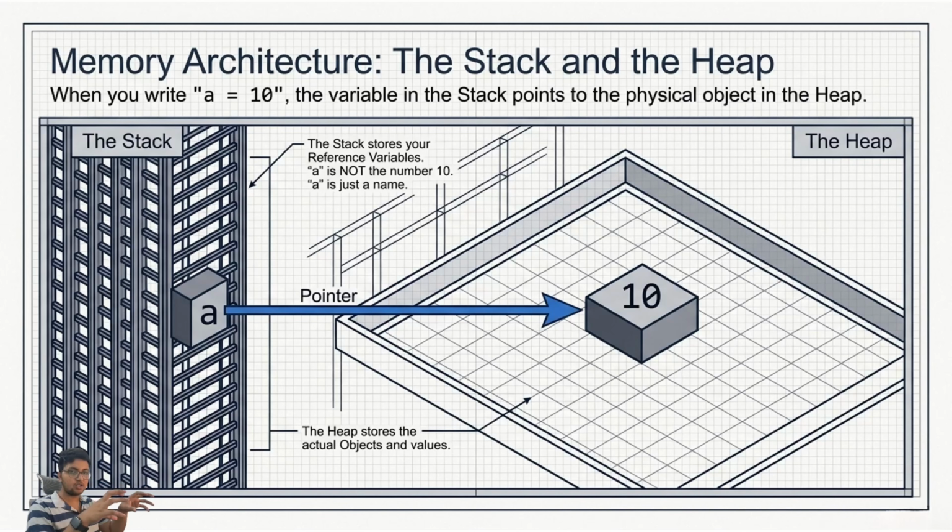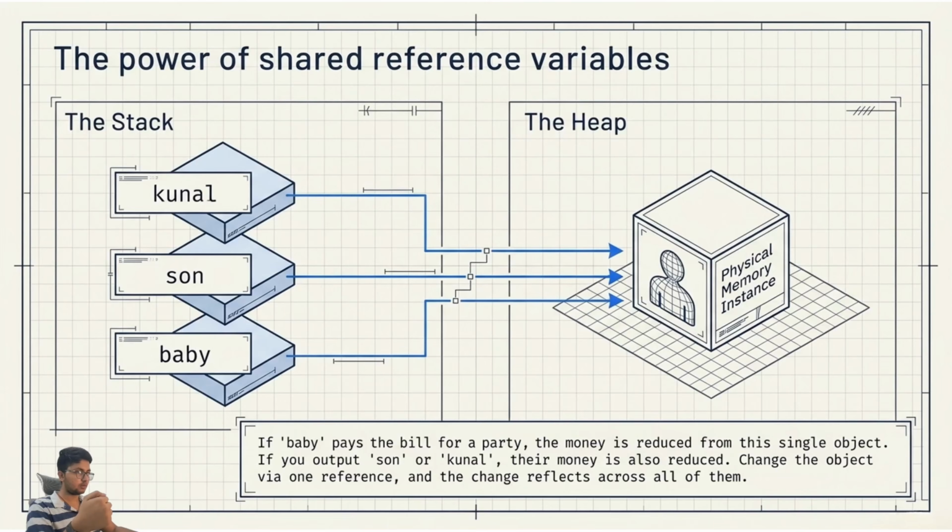Now these are just partitions inside our original memory, but so that we can have a modular approach, we are storing variables in the stack and the actual memory in the heap. For example, there is a physical memory instance in our heap, and now we can have multiple variables in our stack which are referencing to that memory only.